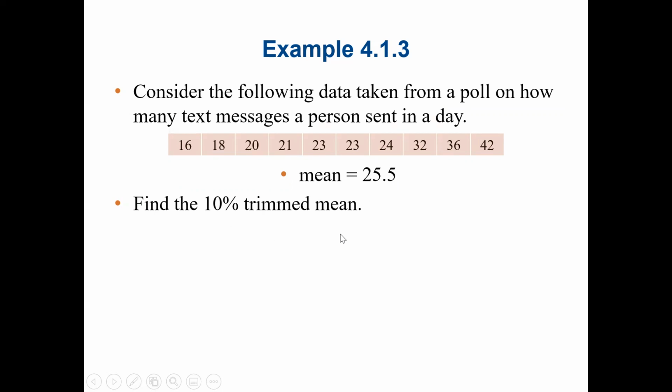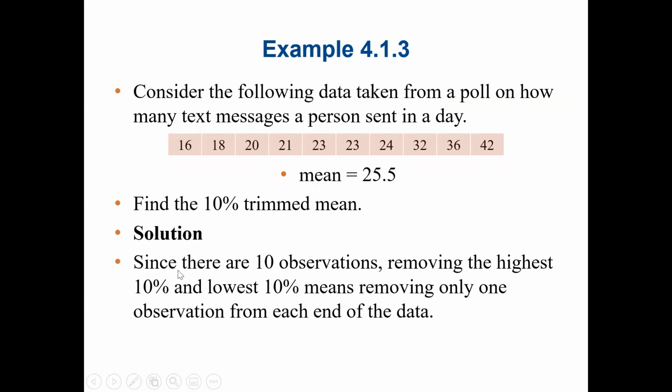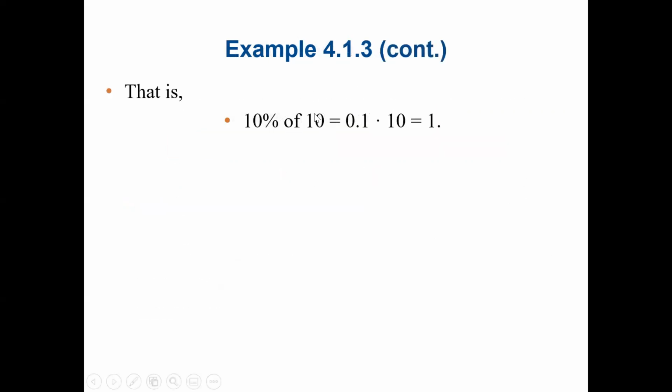Now, this is our regular mean value, but the question said we should find the 10% trim mean. To find the 10% trim mean, since we have 10 observations, removing the highest 10% and also the lowest 10% means removing only one observation from each end of the data. So we are going to remove 16 and 42. 10% of 10 is 0.1 times 10, which gives me 1. So we're going to remove only 1 from each end.